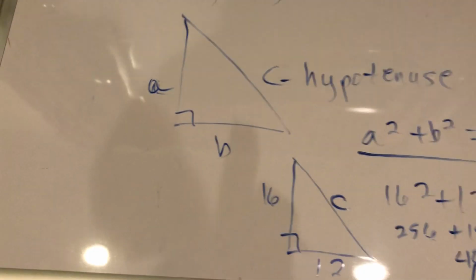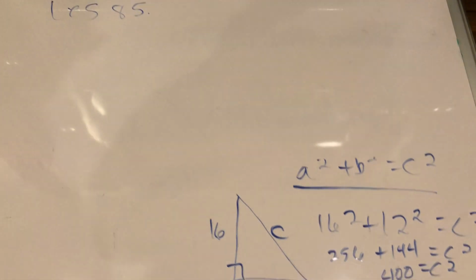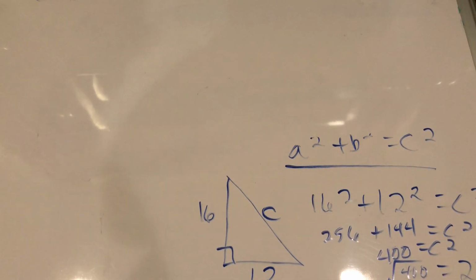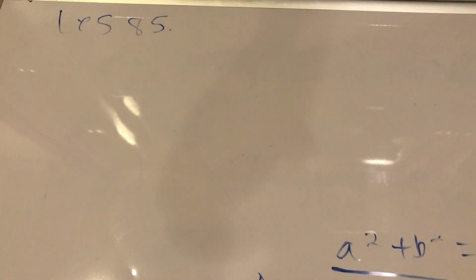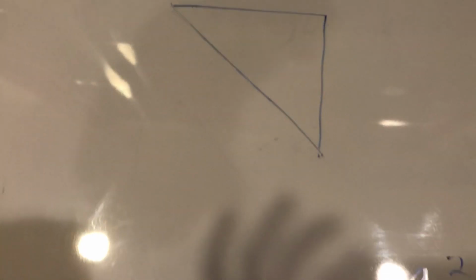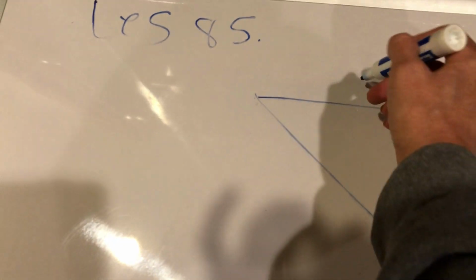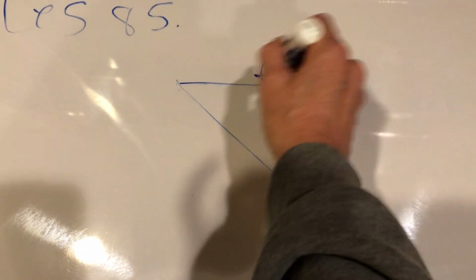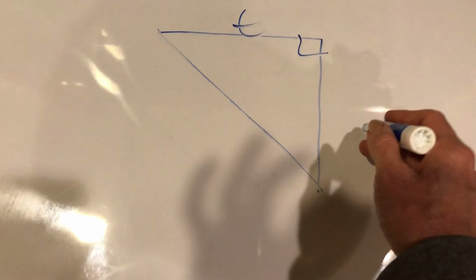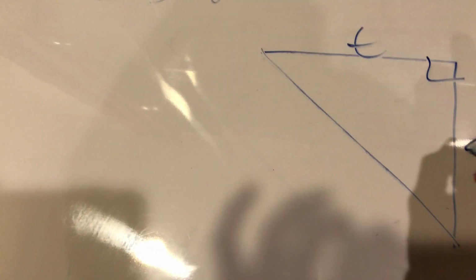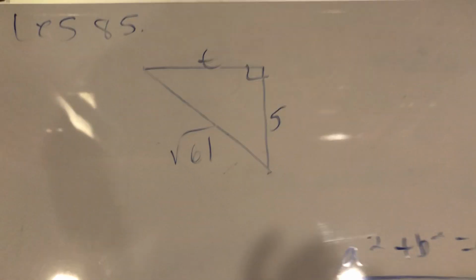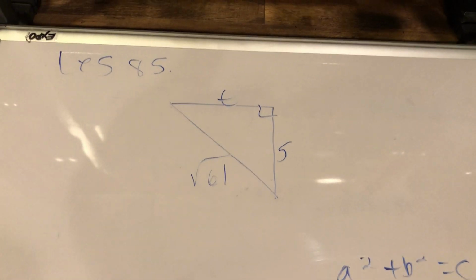So let's see another one. Let me erase this. I'm going to go old school. Okay, so we've got this triangle. Let's say this is t, and this is 5. This is the square root of 61. So we've got that triangle right there. We want to find t.